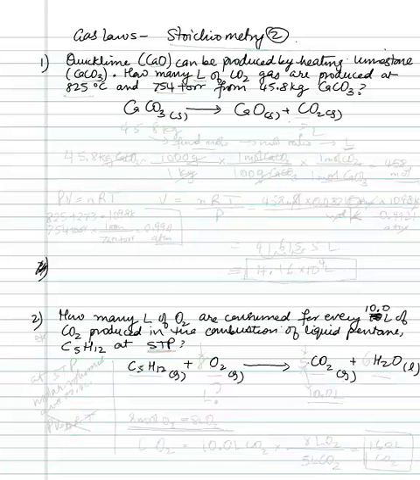A couple more problems on stoichiometry. So the first one is quicklime, which is calcium oxide, can be produced by heating limestone, calcium carbonate. How many liters of carbon dioxide gas are produced at 825 degrees Celsius and 754 torr from 45.8 kilograms of calcium carbonate?